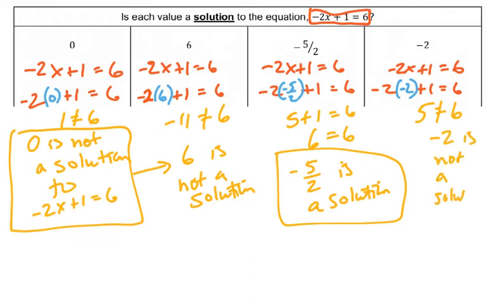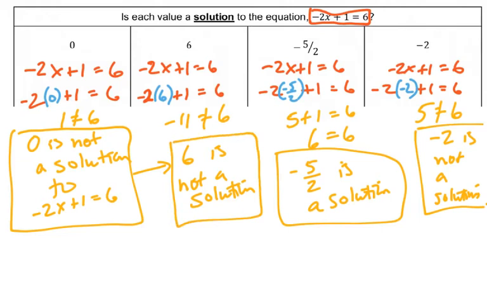So we're going to use this idea of solutions, and we're going to start expanding on it. So these were very basic. If you notice, this equation had one variable, just had the x, and we're just testing one value in it to see if it's a solution or not a solution. If it makes it true, it's a solution. If it does not make it true, it is not a solution. And remember, negative 5 halves was the solution.